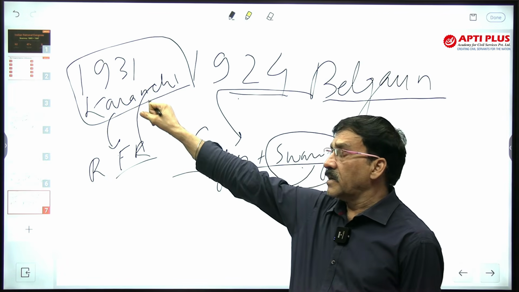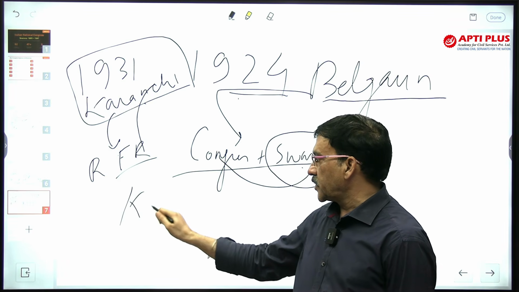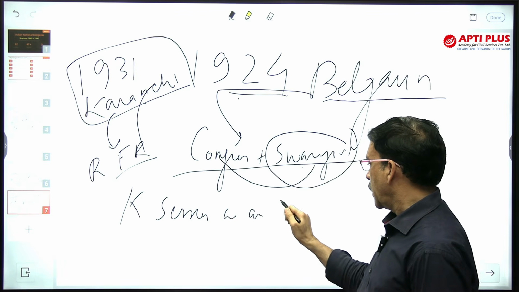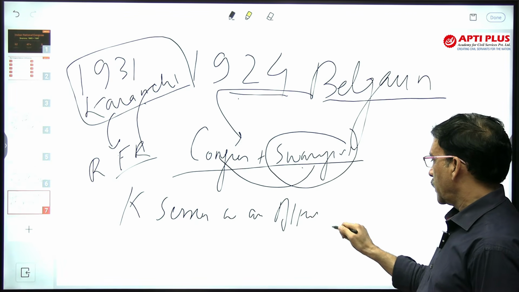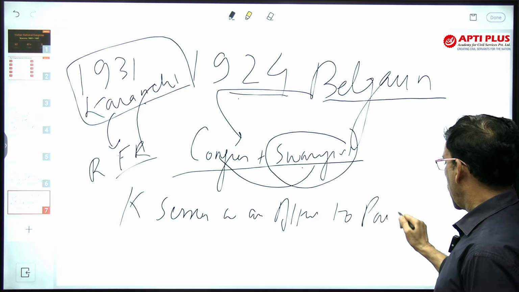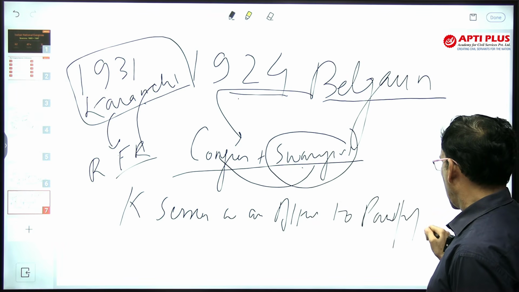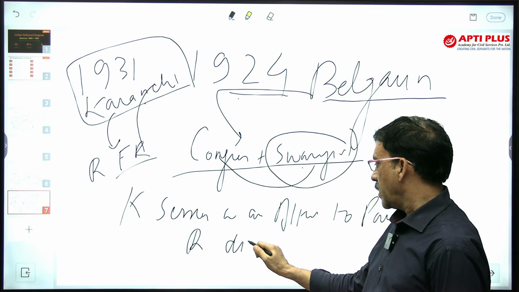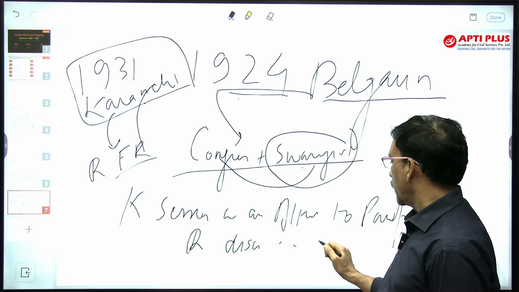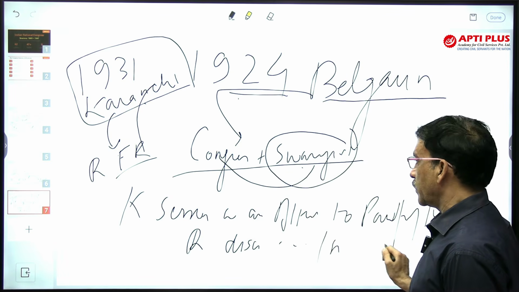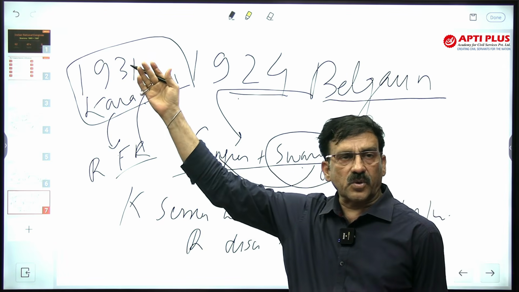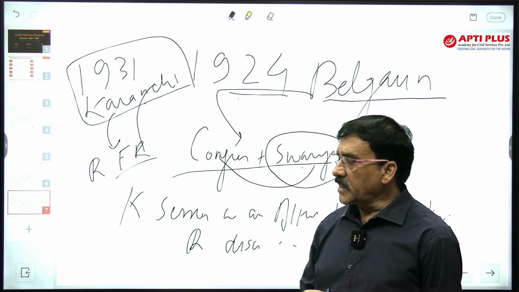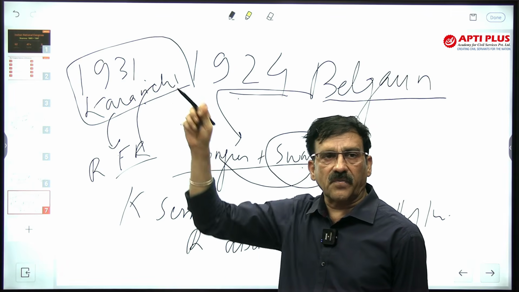That Karachi session, this can be the question. Karachi session was an attempt to pacify the rising discontent among the Indian youth. You may correlate with the execution of Bhagat Singh, Rajguru, Sukhdev on 23rd March. When Gandhi and leaders were going to attend here, they were shown black flags.